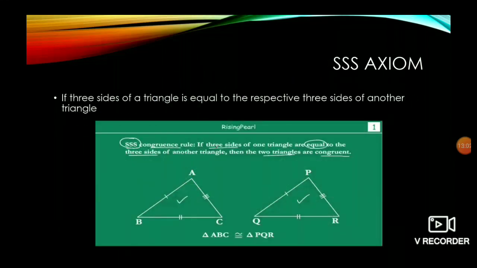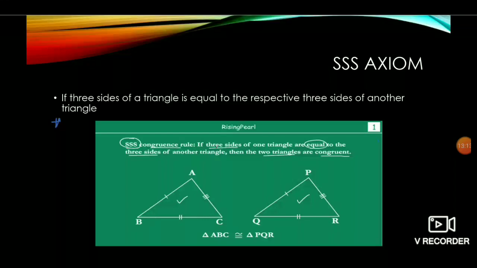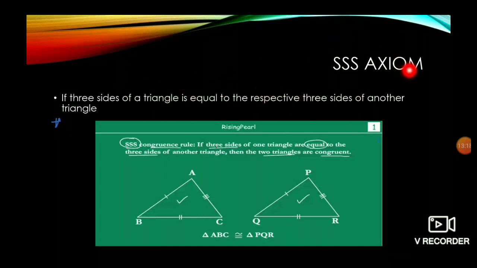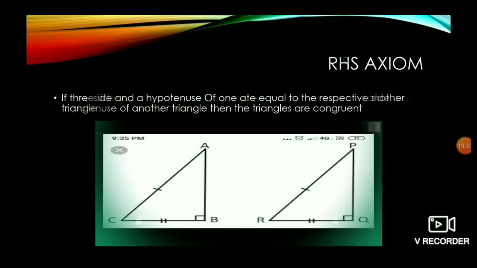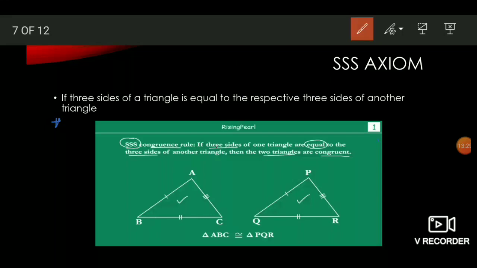So what is SSS? SSS is the side axiom. If three sides of a triangle are equal to the respective three sides of another triangle, then we can say that those two triangles are congruent. Now suppose this side, this side, and this side are equal, then by the SSS axiom we can say that these triangles are congruent.